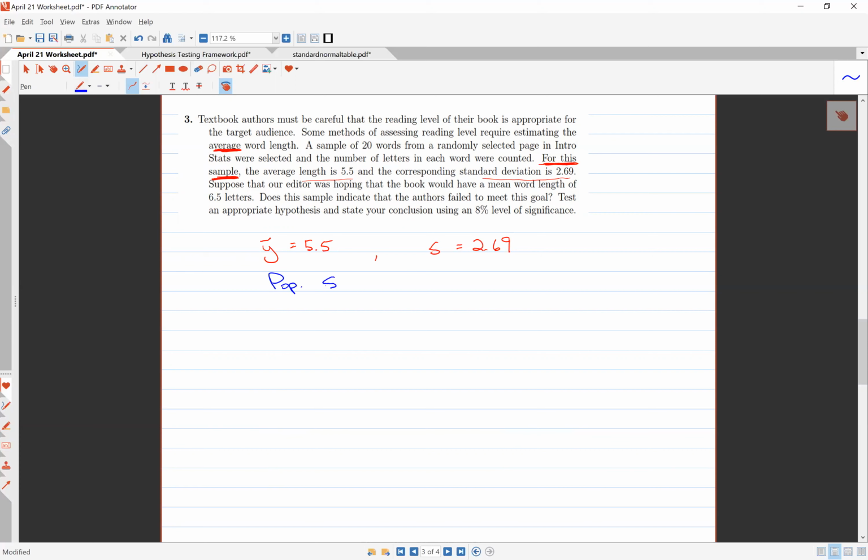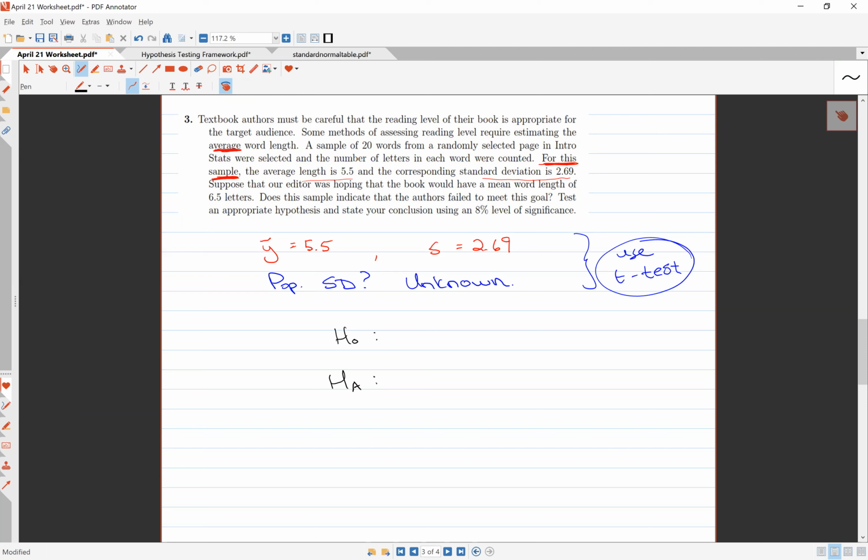Are we ever told what the population standard deviation is? No, that's never mentioned in this problem. So we are doing a test for a mean using the sample standard deviation, not the population standard deviation. So this will be a problem that uses the T procedure. That's the correct approach to follow here. Now let's set up our null and our alternative hypothesis.